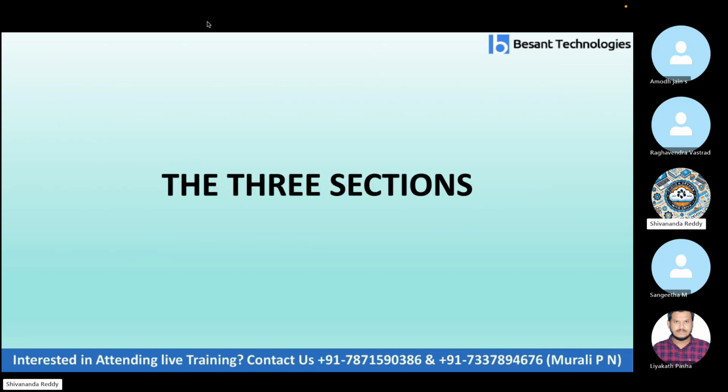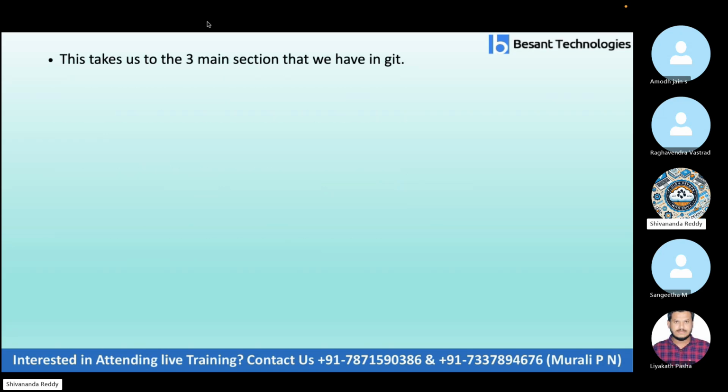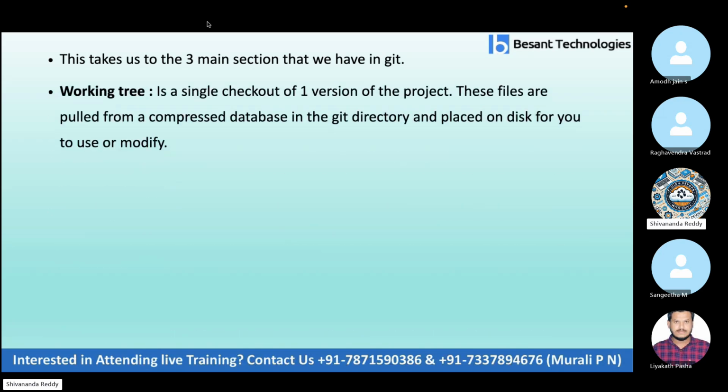Remember guys, there are three sections in Git. Let me go through that. This takes us to the three main sections that we have in Git. First one is the working tree. It is a single checkout of one version of the project. These files are pulled from the compressed database in the Git directory and placed on disk for you. Remember guys, this is the place where we'll be creating files. When you create a file for the first time, that file will be in the working directory only.